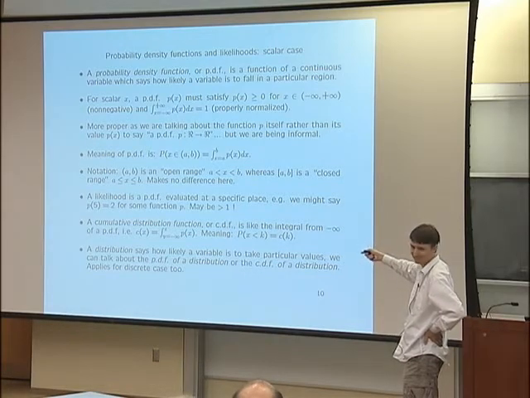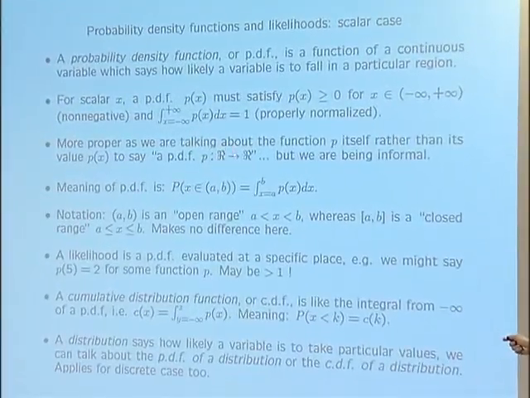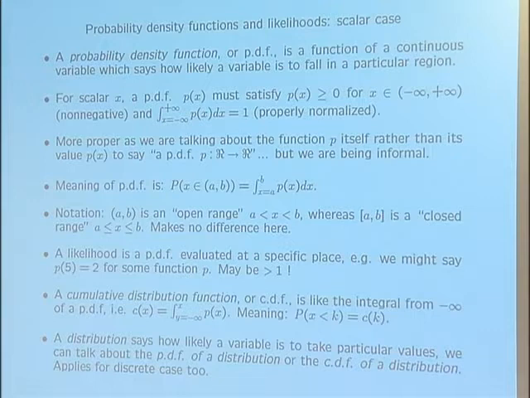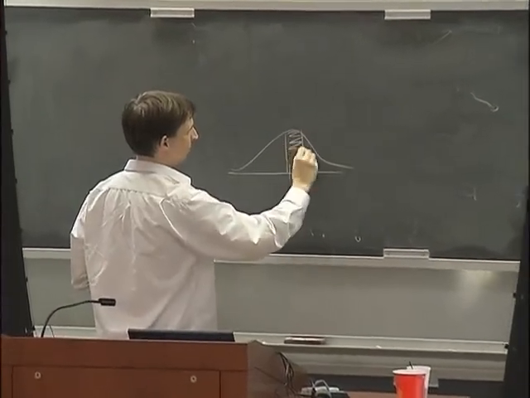Mathematicians kind of write stuff like this, that a function P takes a real value and gives you back a real value. So the meaning a PDF has is that the probability of x being in a range from a to b equals the integral from a to b of P of x. Let's say P of x is that. To find the probability that x is between here and here, we compute this area.